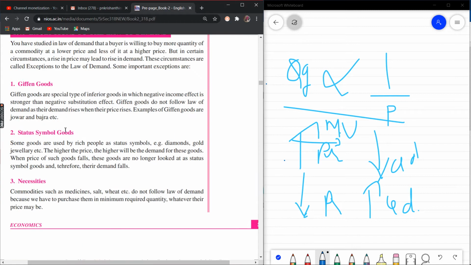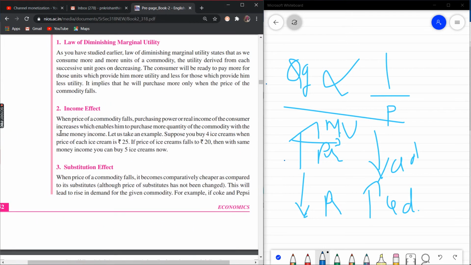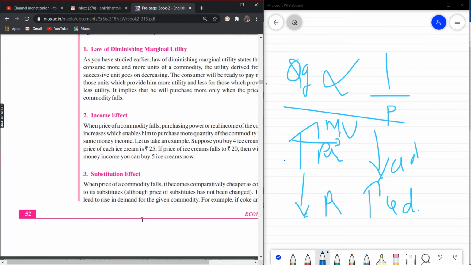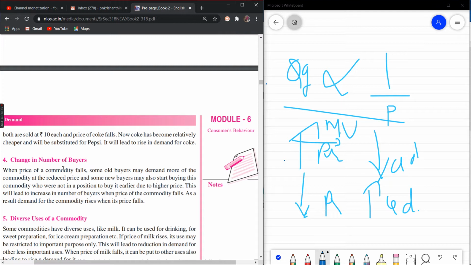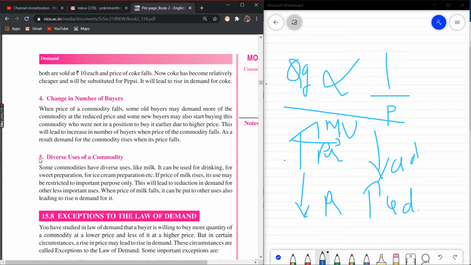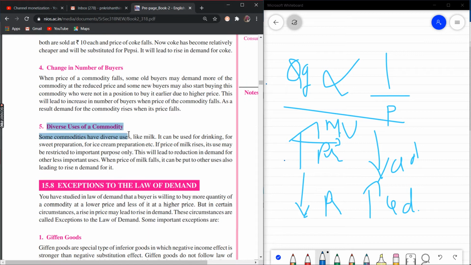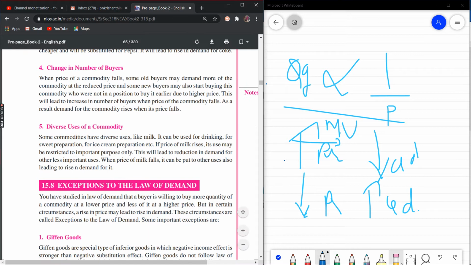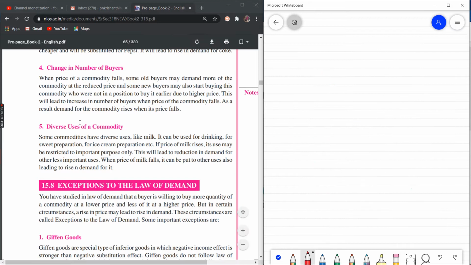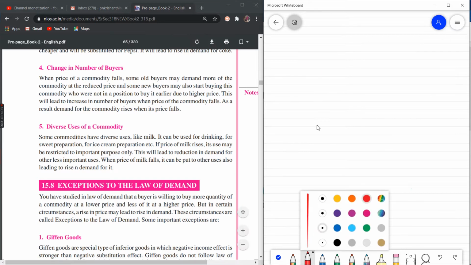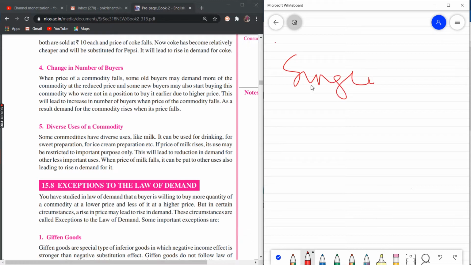What will be the next is the income effect and substitution effect, and I have already explained these, so you can check over it. Change in the number of buyers I have also mentioned. Diverse uses of a commodity: you can read this and check it, but let me also explain it too. When a single commodity has multiple uses, then there will ultimately be an increase in demand.